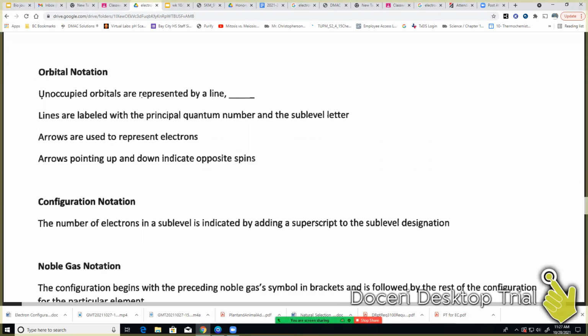Unoccupied orbitals are represented by a line. We said that S always has 1 orbital. It doesn't matter what energy level it's on. So it's just going to have 1 line.